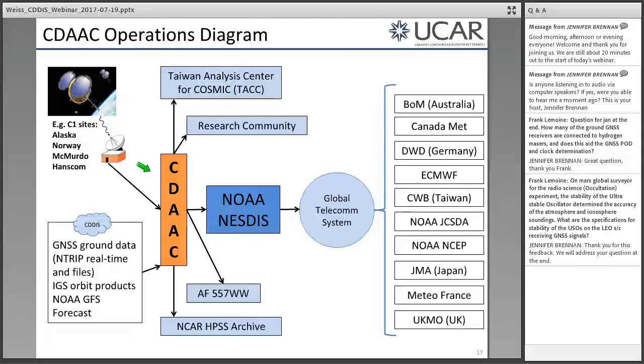So for a mission like Cosmic 1, for example, that does get used operationally, we provide them on to NOAA, and there's a system called the Global Telecommunication System, where the data and the products are then shared with all the major weather agencies around the world. So the research community has access to the products and the data. We also have a close relationship with Taiwan's Central Weather Bureau and their National Space Organization. Cosmic is a joint U.S.-Taiwan project. We provide products to the Air Force 557th Weather Wing. And of course, we archive all kinds of things, not just products, but raw data and everything in between.